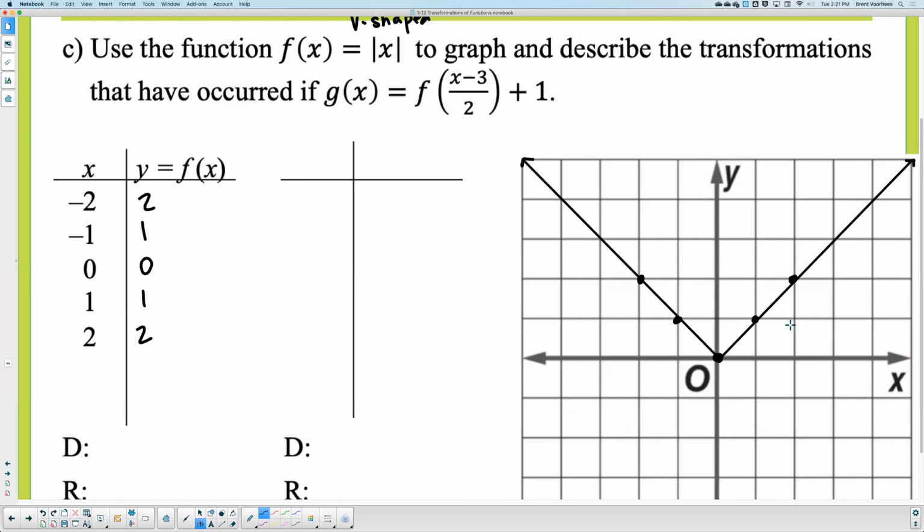Okay, what can you tell me about the domain? Do you see any division in the equation? Any logarithms? Any square roots? Anything like that? In this equation, do you see any of that? No, so it's going to be all reals. Notice there's no breaks. It goes forever left, forever right. So our domain is all reals. Negative infinity to positive infinity. Or you could say x is an element of R.